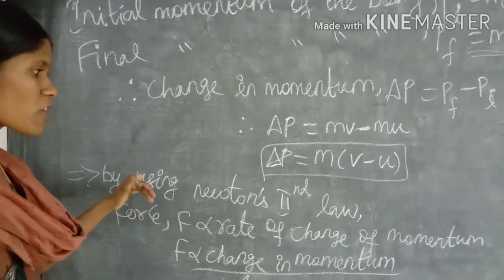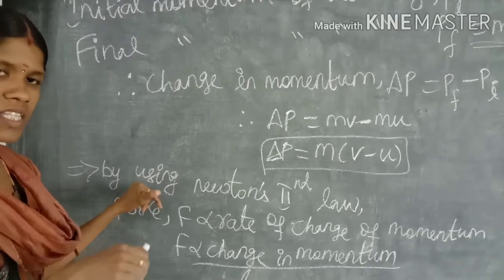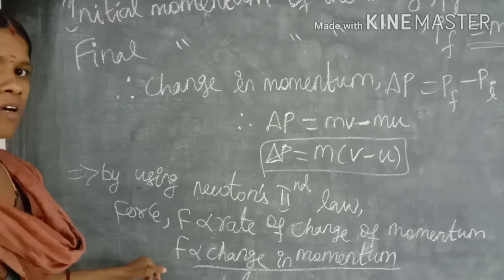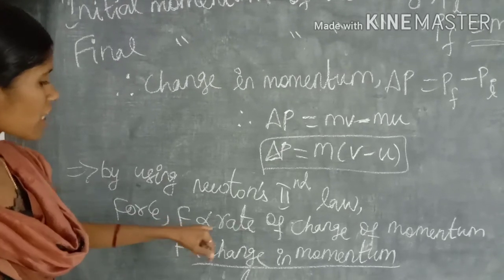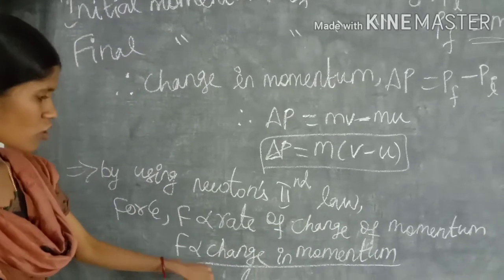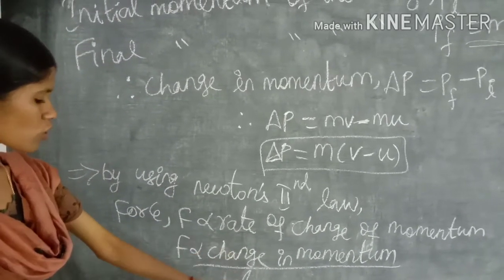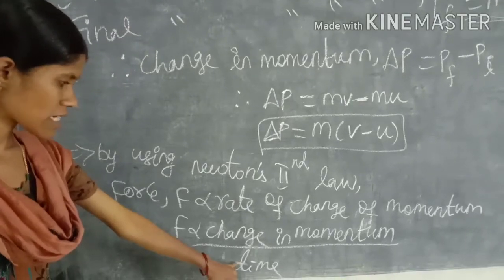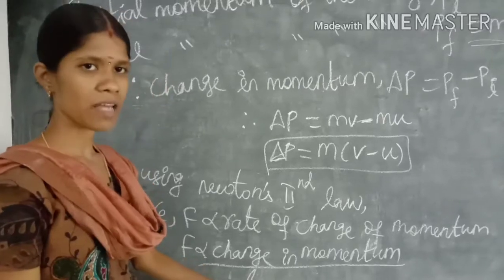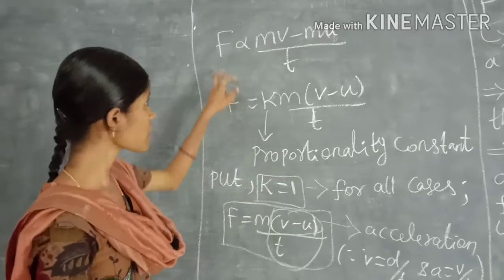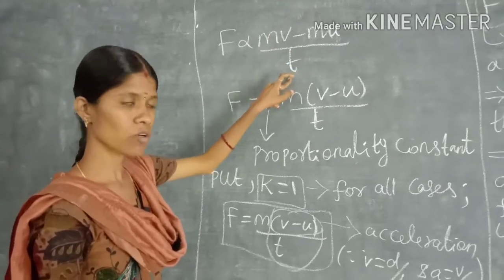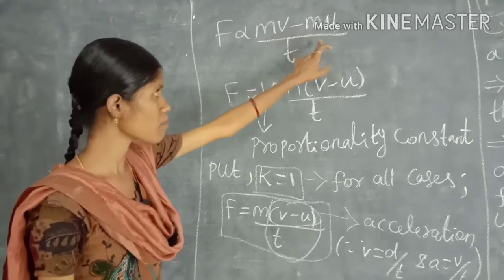Now, by using Newton's second law: what is Newton's second law? The force is directly proportional to the rate of change of linear momentum. Rate means change with respect to time. So the force is directly proportional to the change in momentum by time. That is given by (m v minus m u) by t.